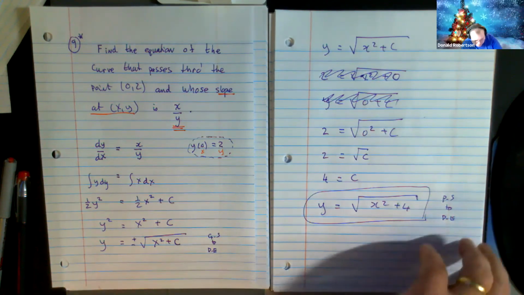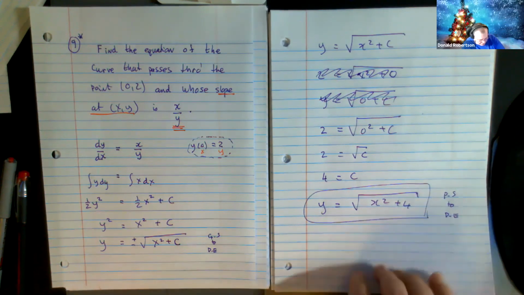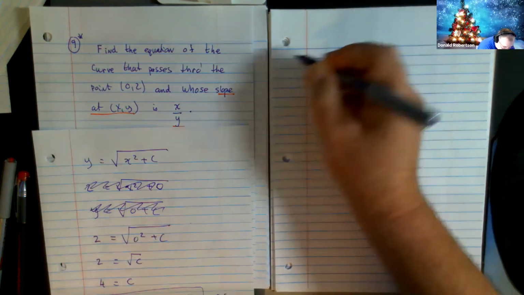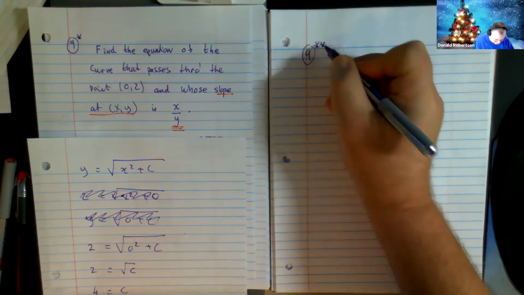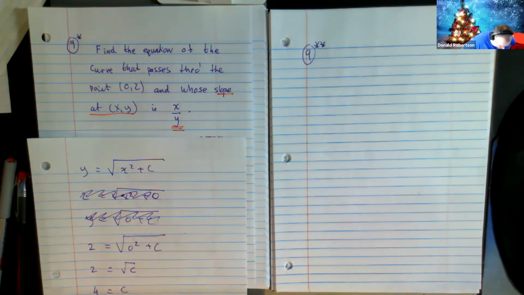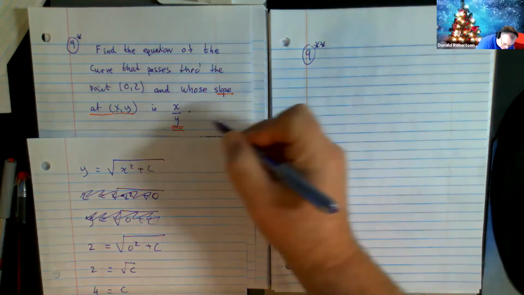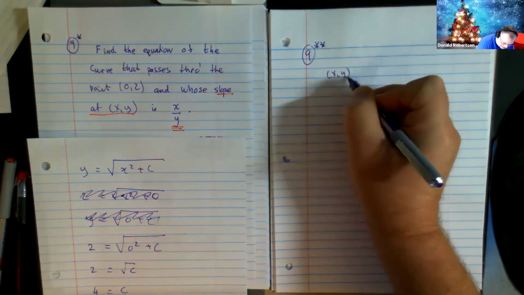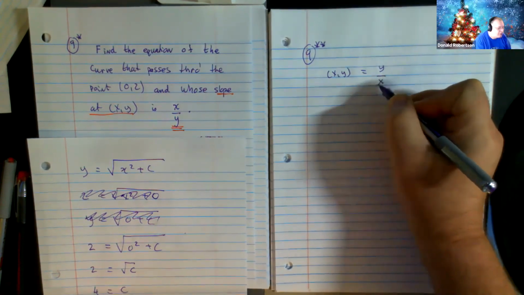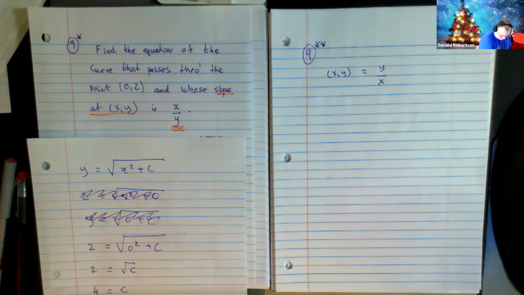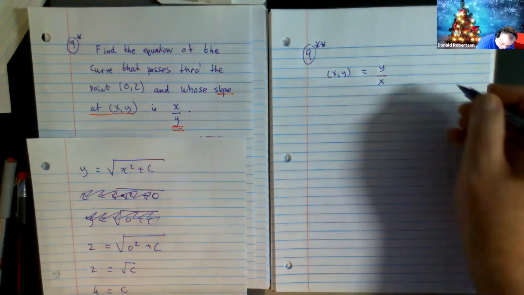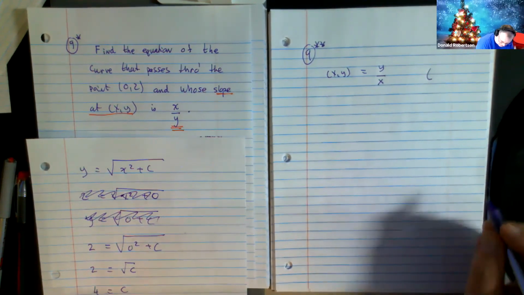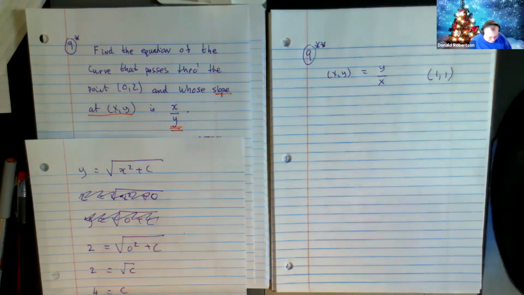Right? Now I'm going to give you a challenge. Exact same story, except the derivative at the point xy isn't x over y, it's y over x. And it's going to pass through the point 1, 1. Okay, you got 5 minutes.